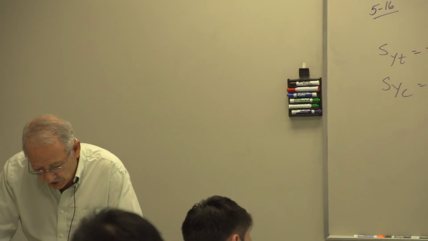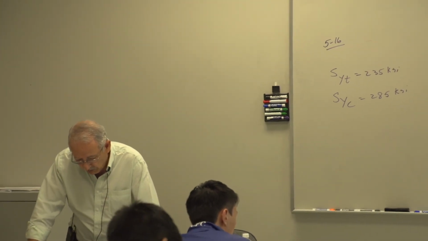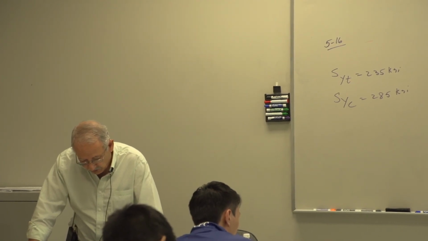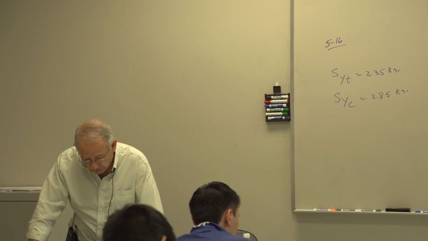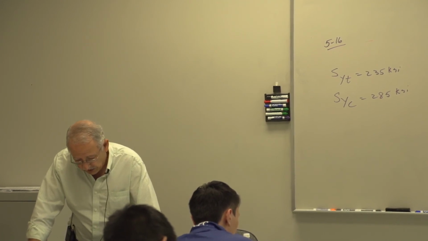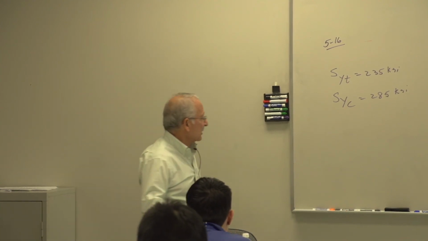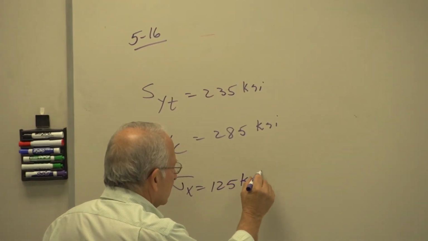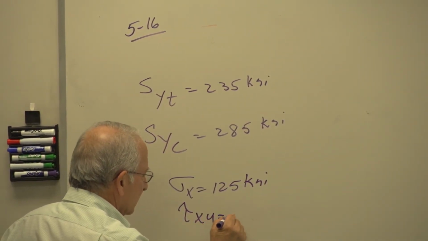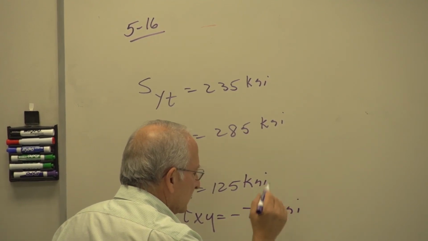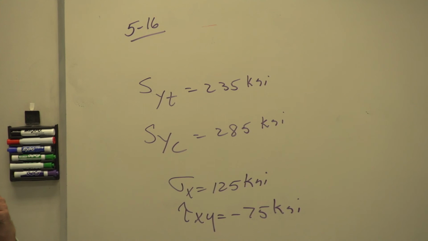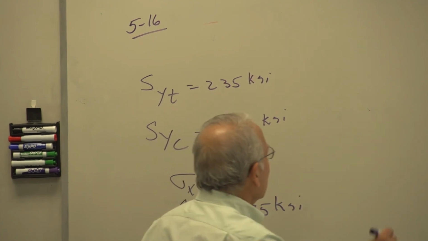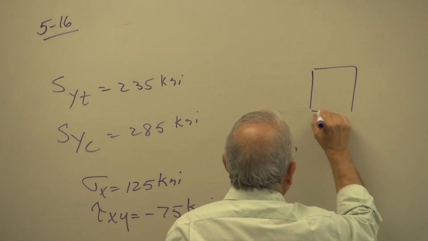For the given state of plane stress, determine the factor of safety, plot the failure locus and load line, and estimate the factor of safety by graphical measurements. Specifically, the given state of stress for problem 5-16 says sigma x is 125 and tau xy is minus 75. Sometimes you're given these outright, sometimes you have to find them, such as the example problem we just did. So here is your element.